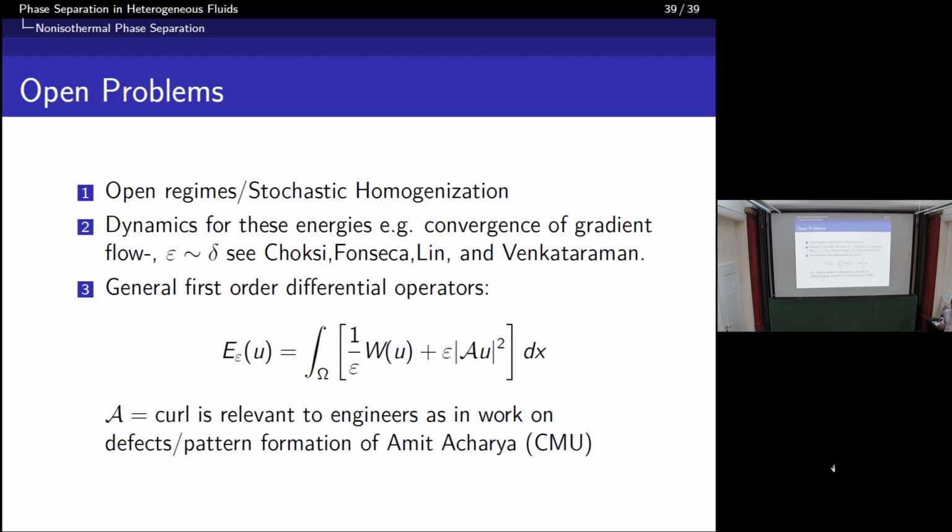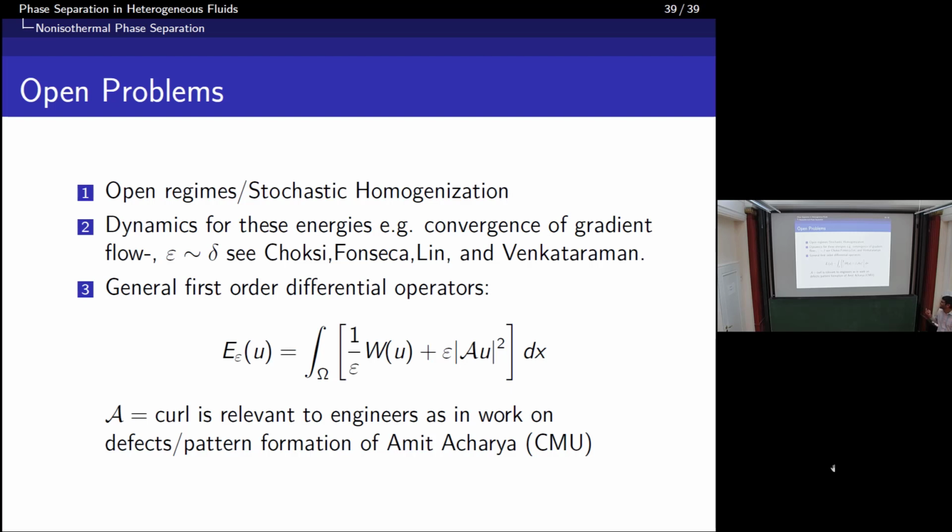Okay, and so there are a bunch of open regimes, and something we've been thinking about is how to do this with stochastic homogenization, especially because, as the biologists say, the nanodomains are really caused by thermal fluctuations, so you would have to have some sort of statistical noise in that type of problem. And then, of course, there's the problem of what to do with dynamics for these types of energies. And Roston, Marine, Raghav, and Jessica Lin have been working on this problem for the epsilon similar to delta case of the convergence of the gradient flow for the homogenization problems.